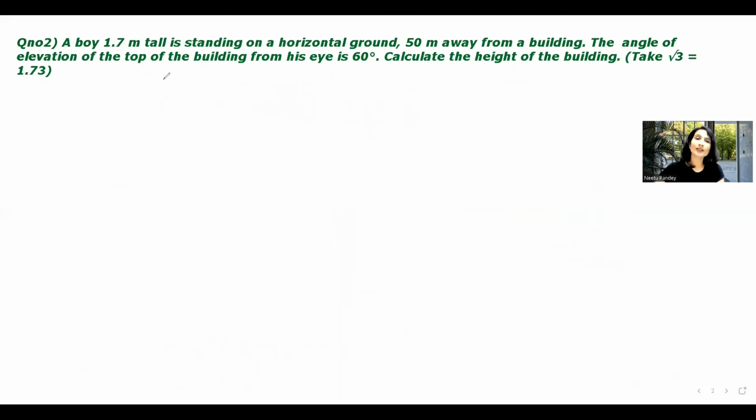Question number 2. A boy 1.7 meter tall is standing on a horizontal ground 50 meter away from the building. The angle of elevation of the top of the building from his eye is 60 degrees. Calculate the height of the building.